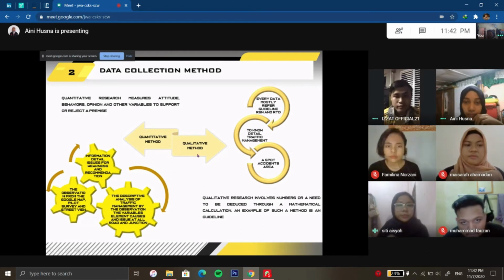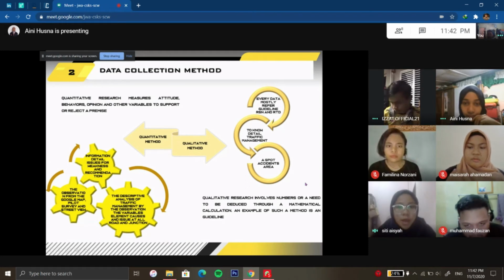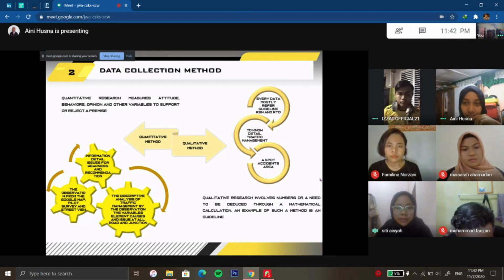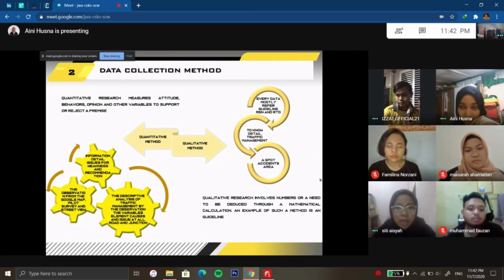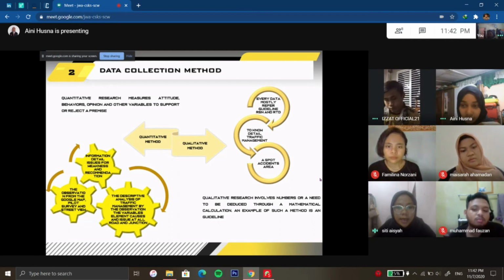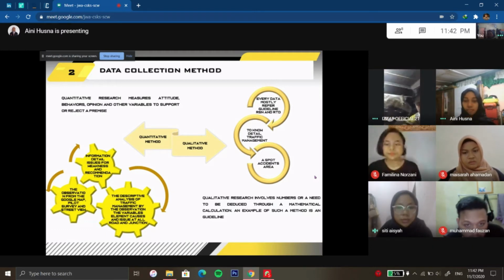For the qualitative method, every day we refer to the RSN and RTD guidelines to know the detail of traffic management and spot accident areas. Qualitative research involves numbers or needs to be used through mathematical calculations. An example of a method used is a guideline.